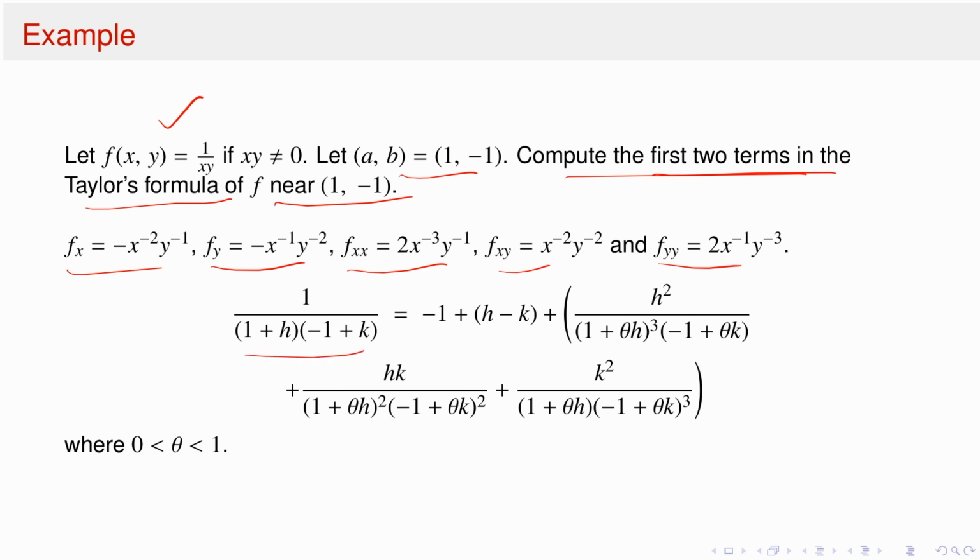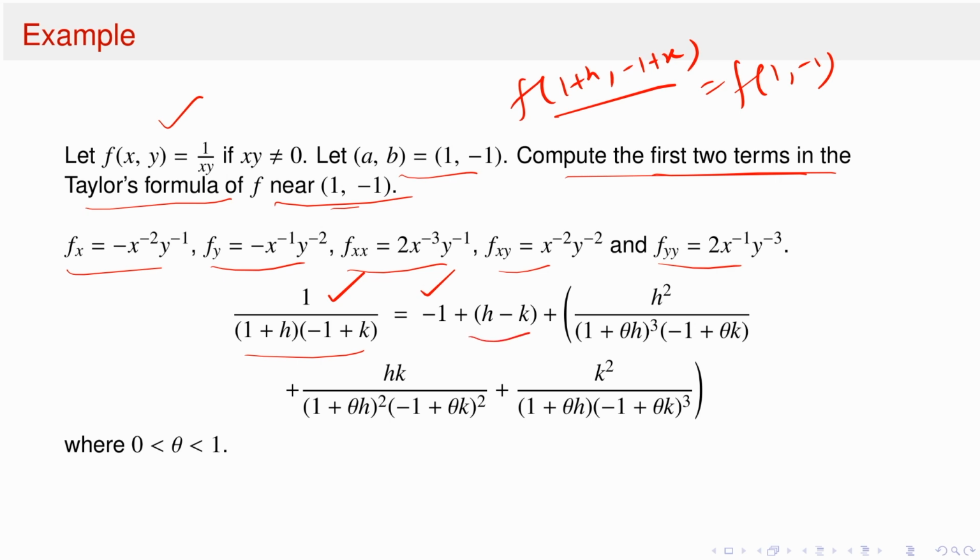It says that f at the point (1, -1), that means f of (1+h, -1+k). What you have to do is take 1 plus h, then minus 1 plus k. This is nothing but this value, and then what is this? This is f of (1, -1), which is minus 1. Then you will have the first order partial derivatives. If I evaluate the first order partials at the point (1, -1), this will give you the terms h minus k.